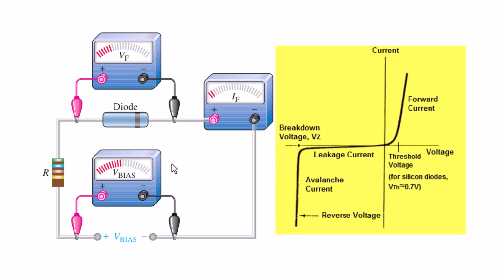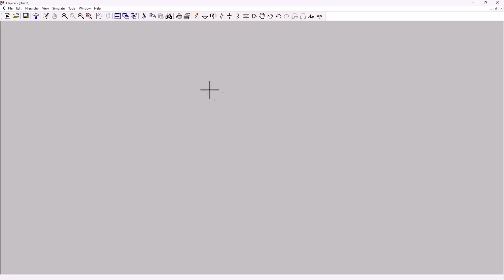Obviously by taking down your measurement. Now let's go ahead and build our diode forward bias circuit so we can get our VI characteristics plotted.